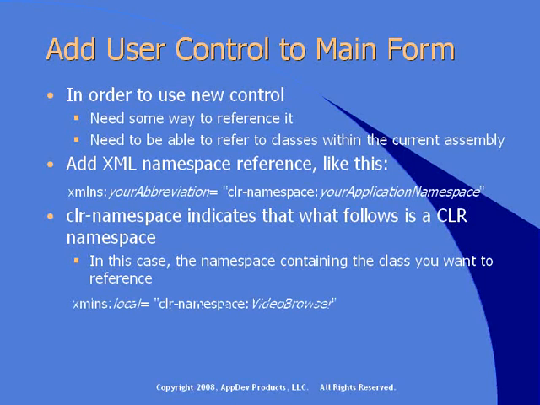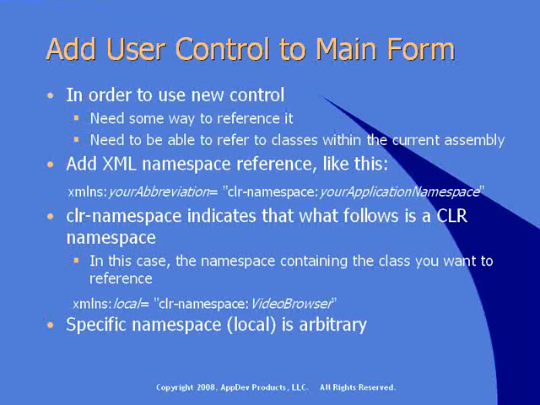So we'll have something like this: xmlns:local, you can use whatever you like, equals, and now the string clr-namespace:the name of your default namespace, which by default is the name of your project, which is VideoBrowser in this case. The specific namespace prefix, which I call local, is arbitrary. Choose whatever you like. But you need something there, and then you'll use local: from then on to refer to anything in the current assembly. Let's try it.